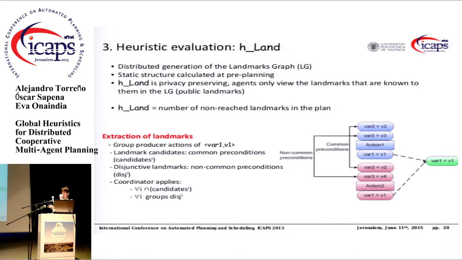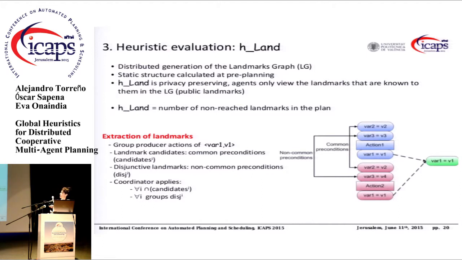So here we have an example of how the landmarks are extracted, assuming this landmark in green color represents, for example, a goal of the problem. We have in blue the information of one agent, in pink the information of the other agent. So what they do is group the producer actions for this variable 1 on the landmark, and they exchange messages to find out that they have one common precondition related to variable 2 with the same value, and this is labeled as a public landmark candidate.